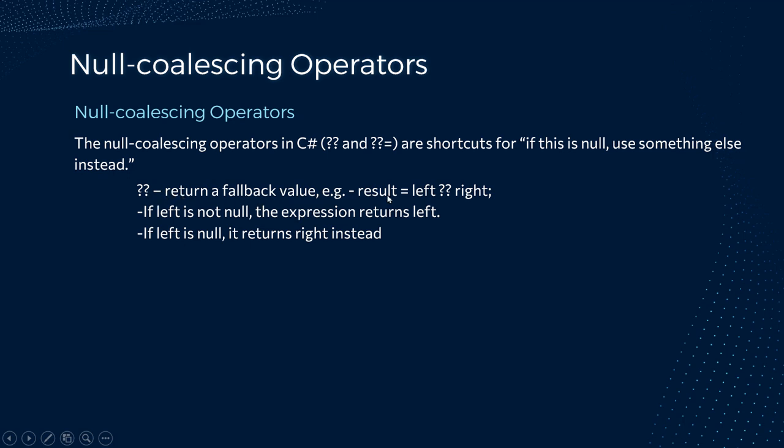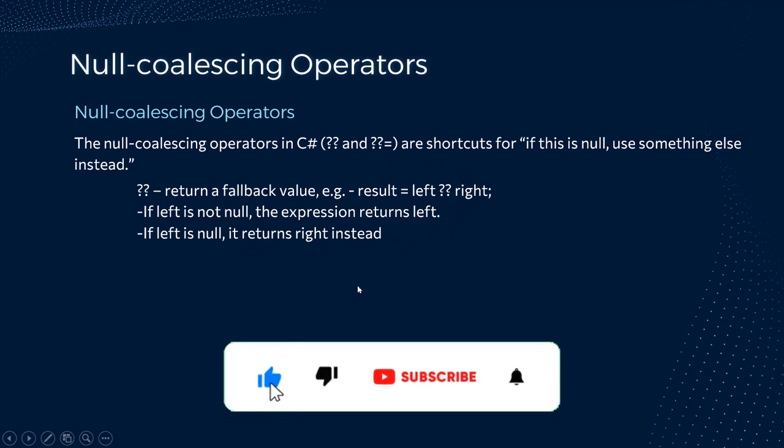Example: result is equal to left double question mark right. So what is the meaning of this? If left is not null, the expression returns left. So if this left one is not null, then the result will be whatever the value of left is. And if left is null, it returns right instead. So the value of right will be assigned to result.